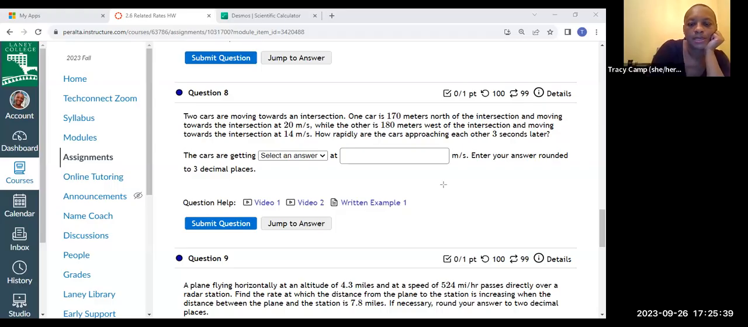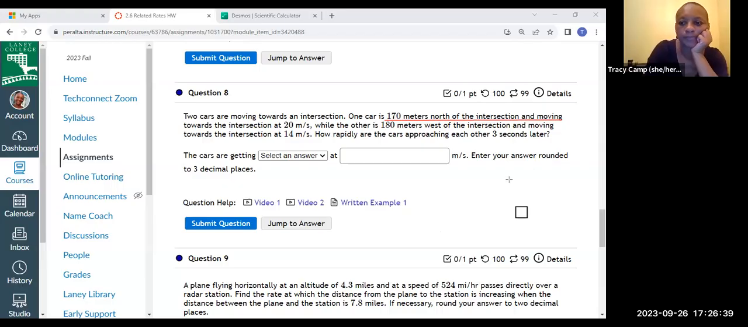Okay, so let's say that this is the intersection, that little black box that I just drew. And let's draw the first car. So this is the first car. One car is 170 meters north of the intersection and moving towards the intersection at 20 meters per second.